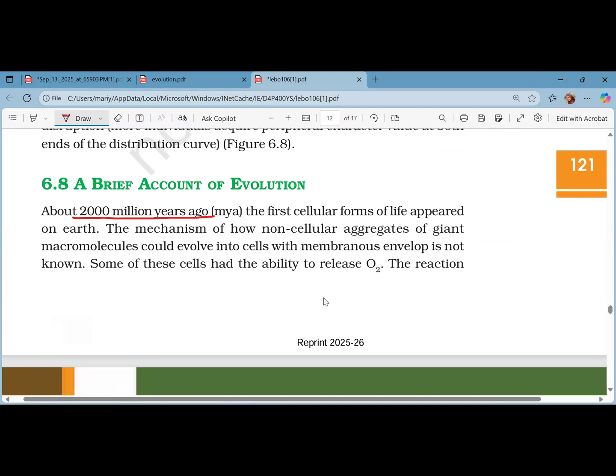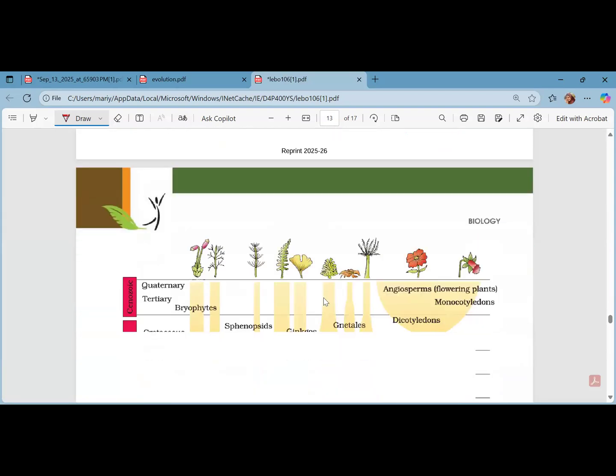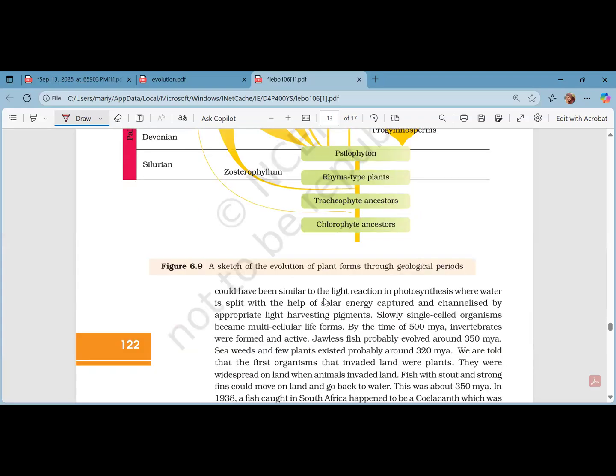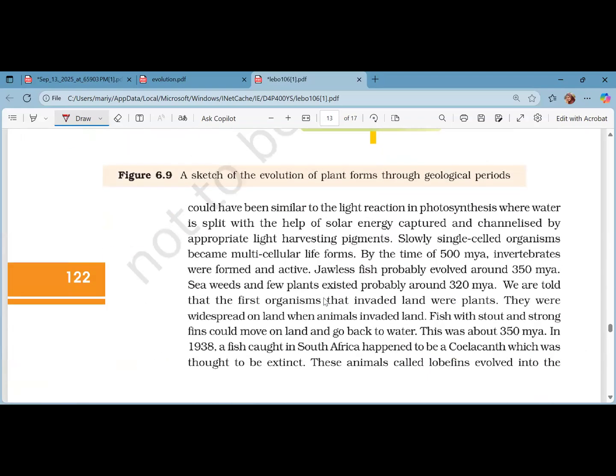Now, obviously, they came from the non-cellular parts, right? How the chemical evolution took place into biological evolution. Now, these cells or the cellular form of life, some of them were releasing O2 and some of them were utilizing the O2, right? The reaction could be similar to photosynthesis, wherein the CO2 is used and O2 is released. Slowly, single-cell organisms became multicellular life forms.